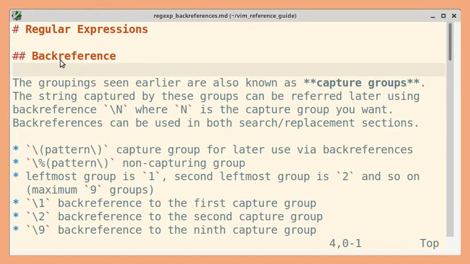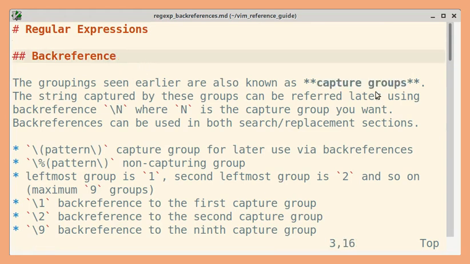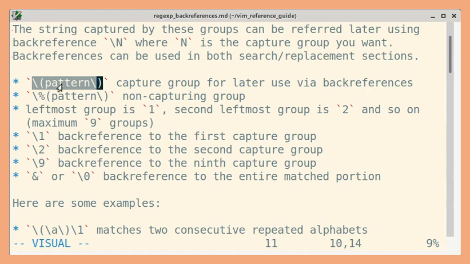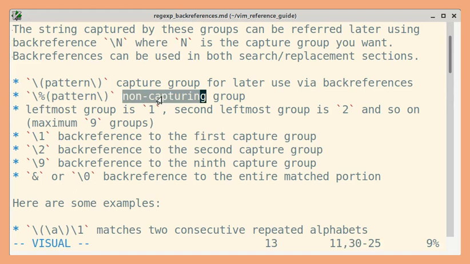Let us look at back references. The groupings we saw earlier are also known as capture groups. The text captured by such groups can be referred to later using back references. And these back references can be used both in search and replacement sections. This is the grouping syntax which we have seen earlier. If we add a percentage prefix to the opening parenthesis, then it becomes a non-capturing group. We'll see examples for both of these.